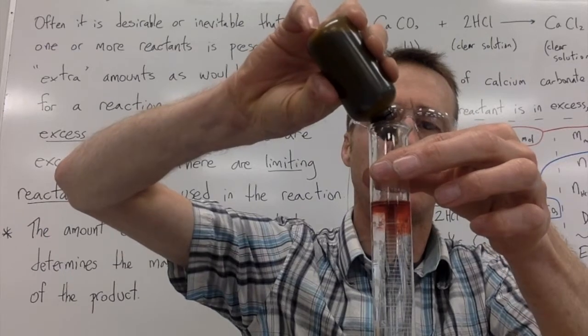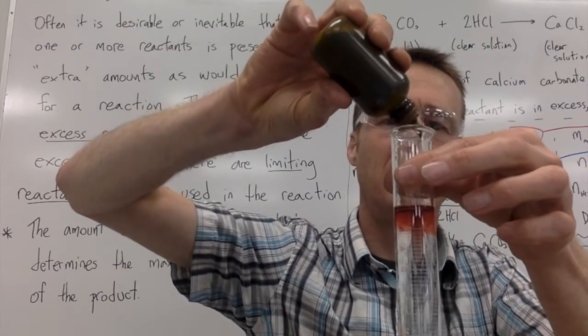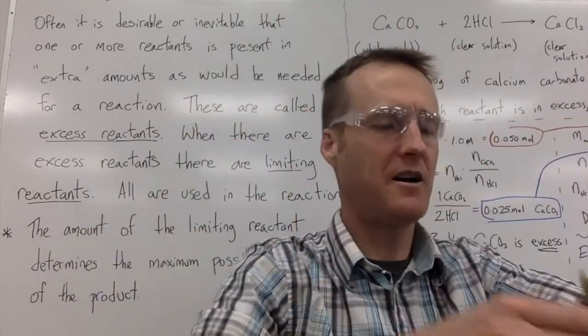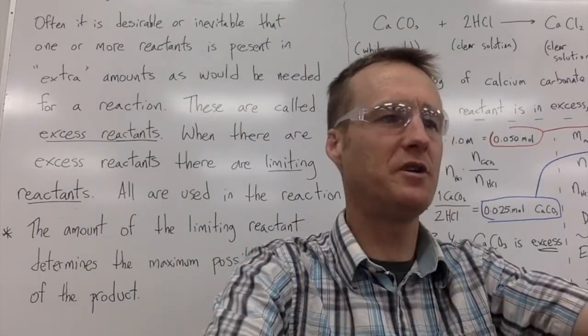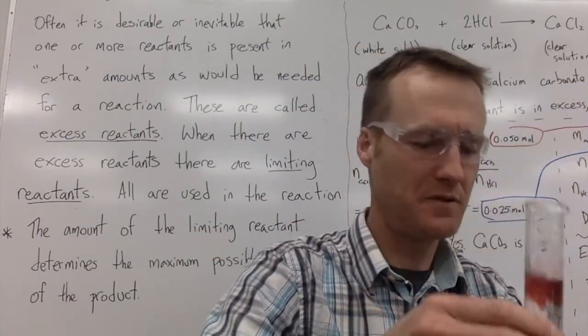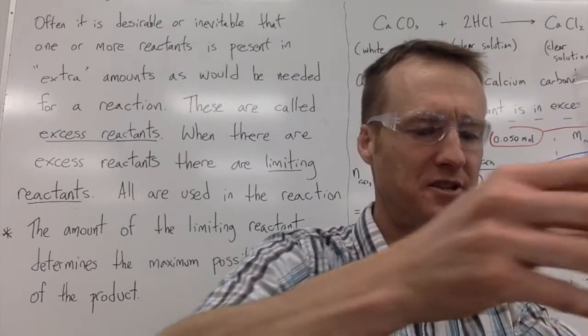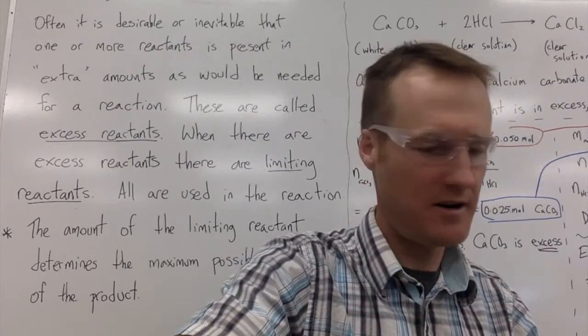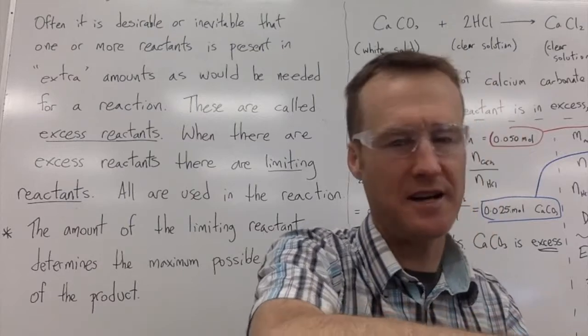Bottle's kind of broken. All right, so we see here we've got a color change. It came out kind of blue-green and it ends up red. Typically, for your pH indicators, your red color is taken to mean that you have an acid.